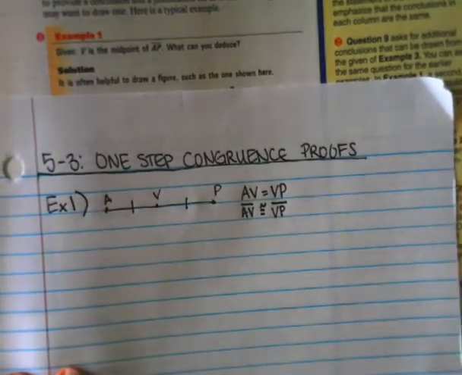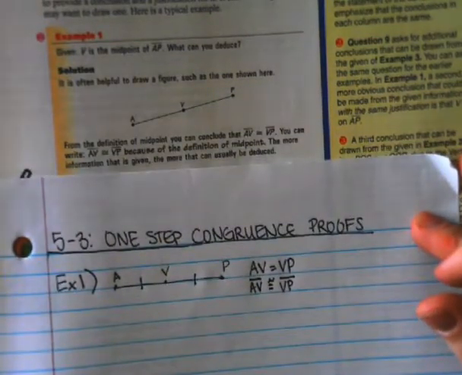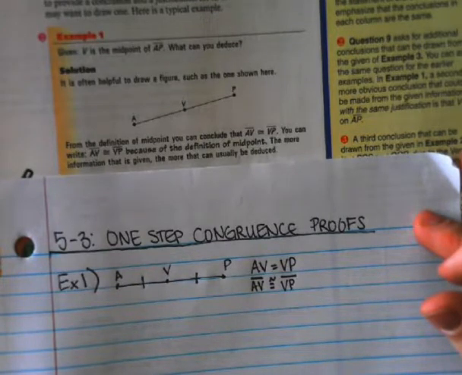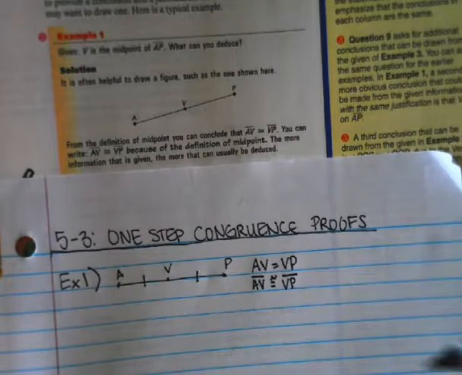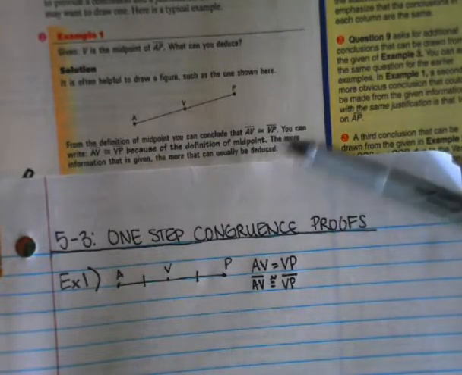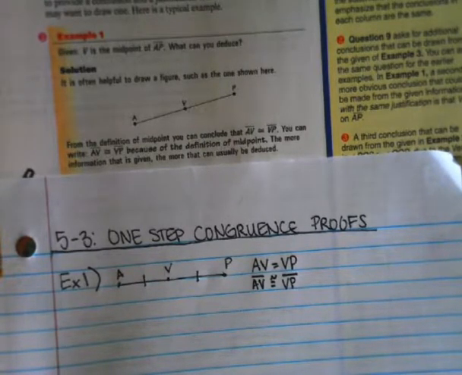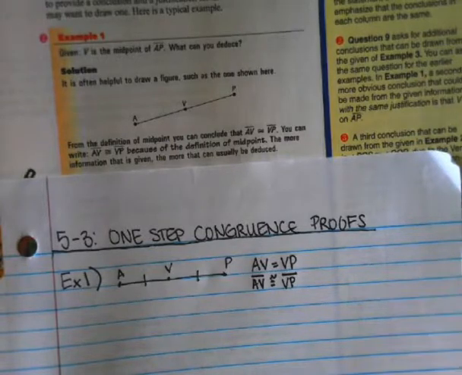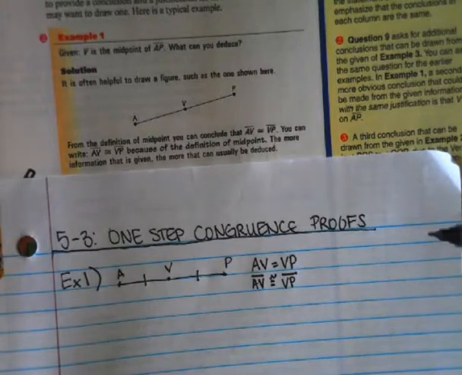It's often helpful to draw a figure, okay, which we did. From the definition of the midpoint, you can conclude that segment AV is congruent to segment VP, which is exactly what we have. You can write this because of the definition of the midpoint. The more information that's given, the more that you can usually deduce. Okay, so what we're trying to practice here is if we have this much, what can we get to? So think about, if this was the antecedent, what would be the consequent? Here would be our consequent of that. Okay, so let's look at example 2.